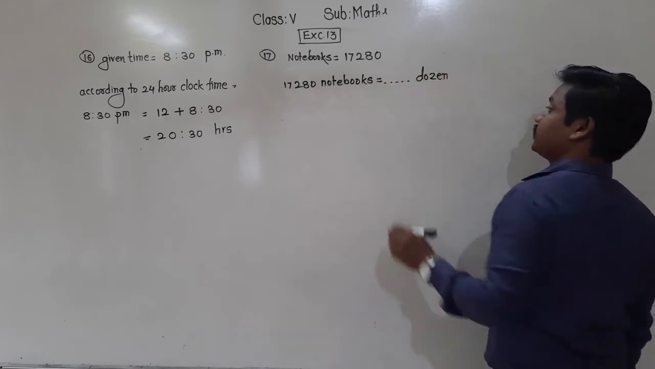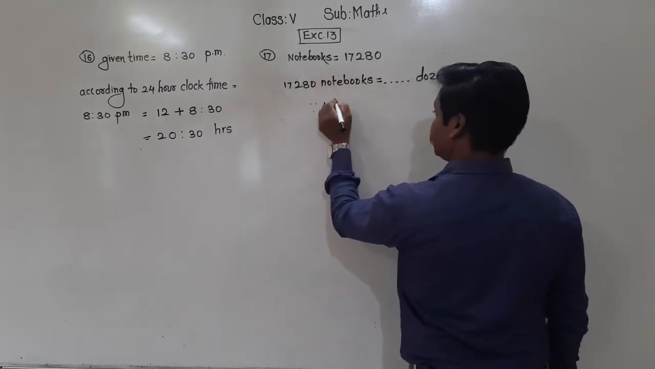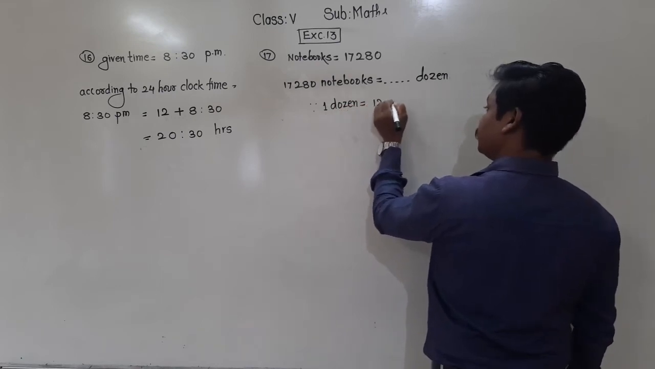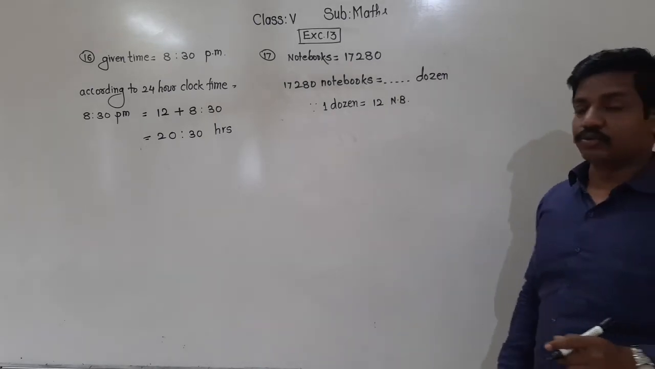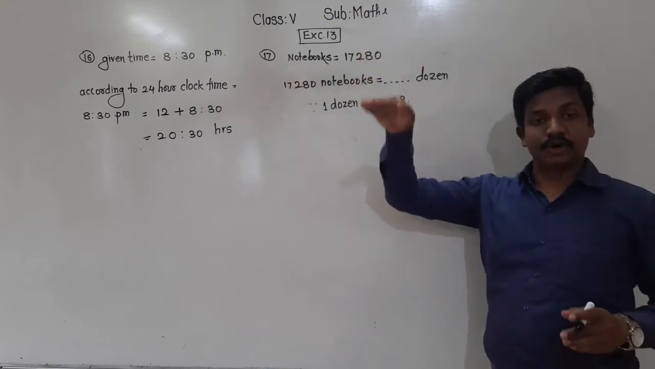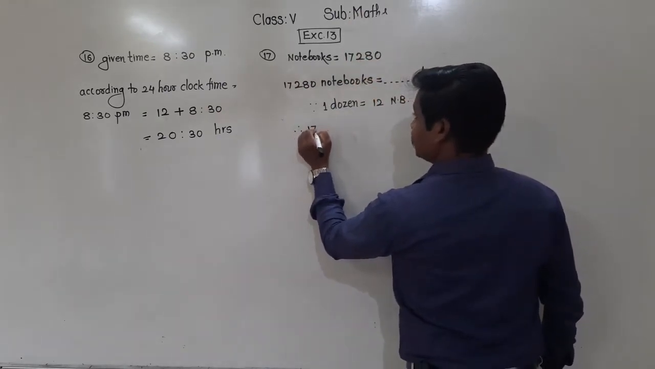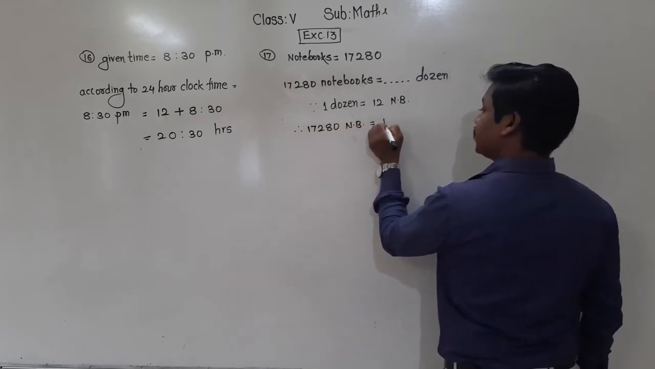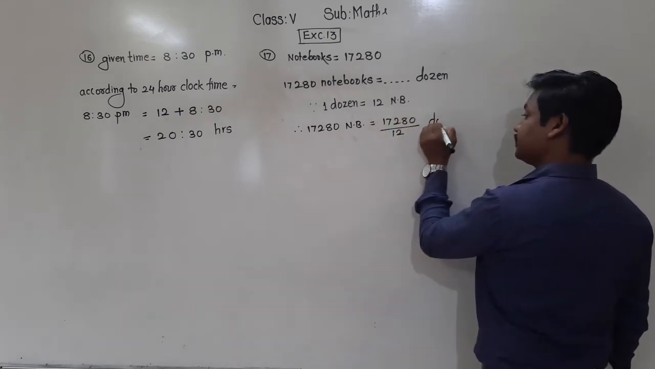So first, since we will convert into dozen, we should know, 1 dozen is equal to how many notebooks? 1 dozen is equal to 12 notebooks, and since we are converting number of notebooks to dozen, smaller unit to greater, we will divide. So 17,280 notebooks is equal to 17,280 divided by 12 dozen.